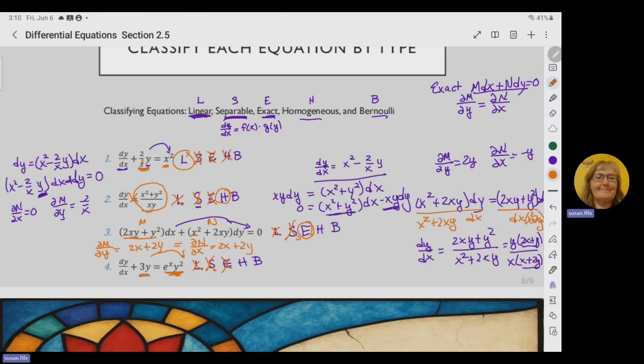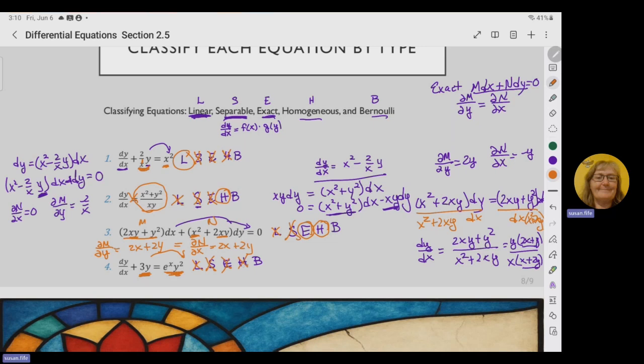On number 3, we have xy, y squared, x squared, 2xy. Every term is the second degree. And so that is going to be homogeneous. And on this last term, 3y is first degree. And e to the x y squared, I don't even know what that is because it has that exponential. It's not polynomial in form. Not going to be homogeneous.